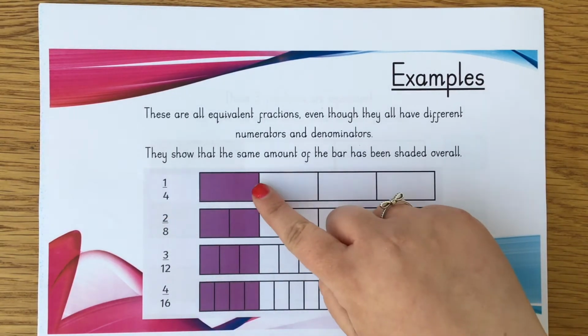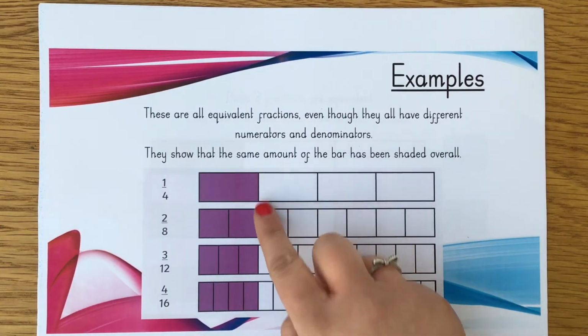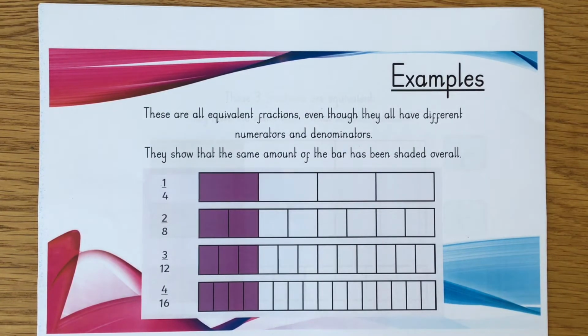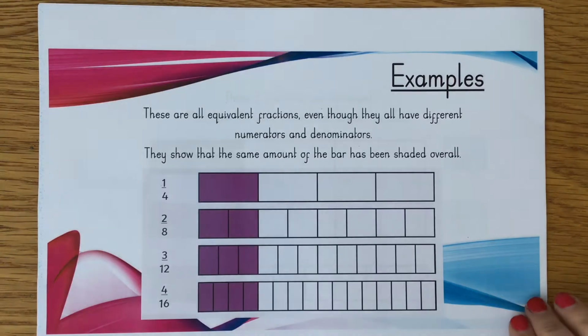If you look down the rows here, you can see the amount shaded is the same. They are shown in different ways. So remember I said at the beginning they have the same value, but they are shown in different ways. Here I have 3/12, which is equivalent to 1/4 or 2/8. And I have 4/16, which is also equivalent.